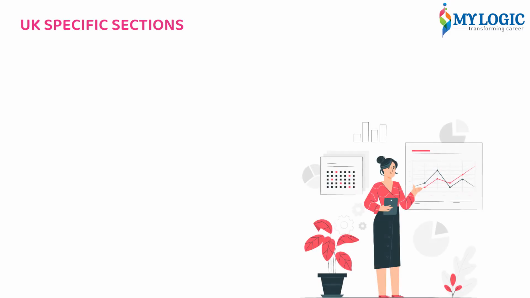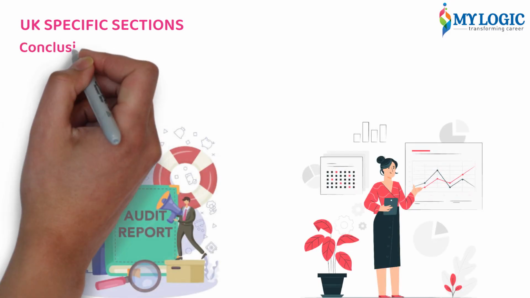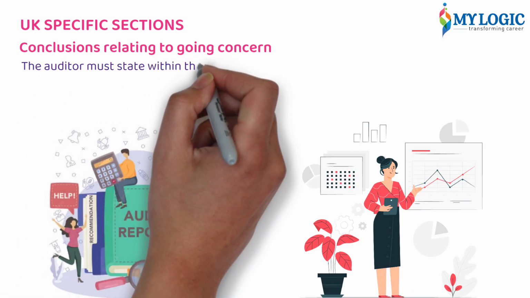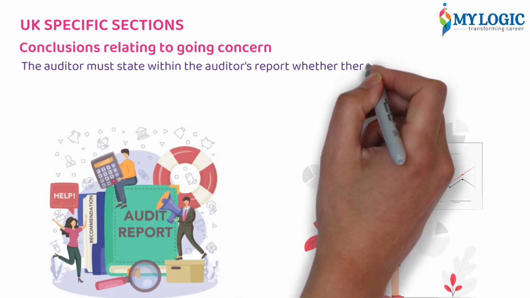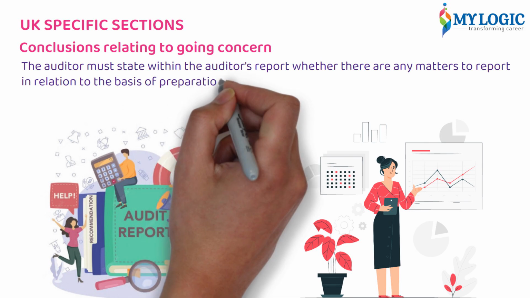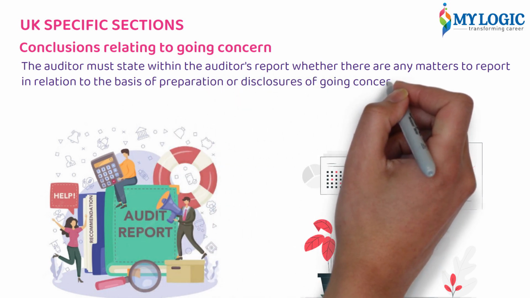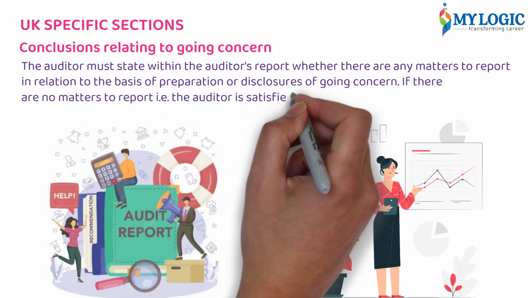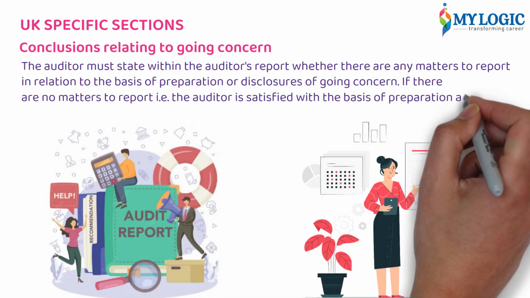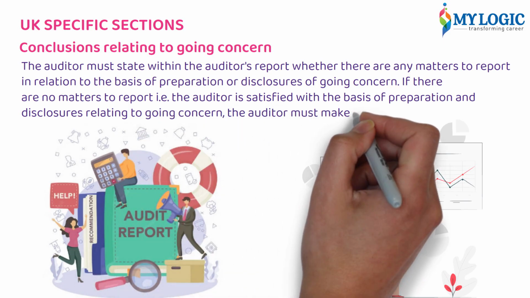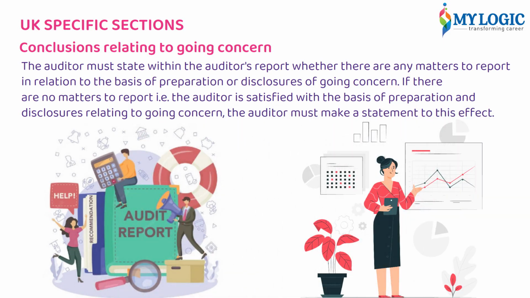UK-specific sections. Conclusions relating to going concern. The auditor must state within the auditor's report whether there are any matters to report in relation to the basis of preparation or disclosures of going concern. If there are no matters to report, that is, the auditor is satisfied with the basis of preparation and disclosures relating to going concern, the auditor must make a statement to this effect.